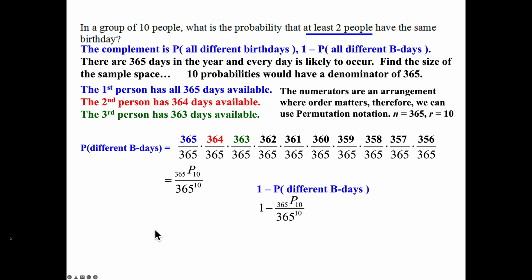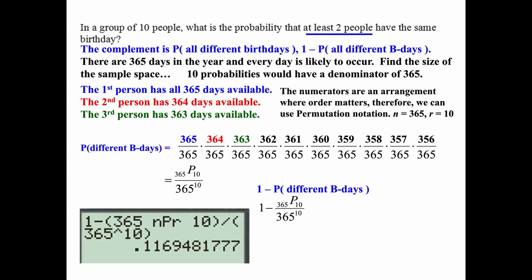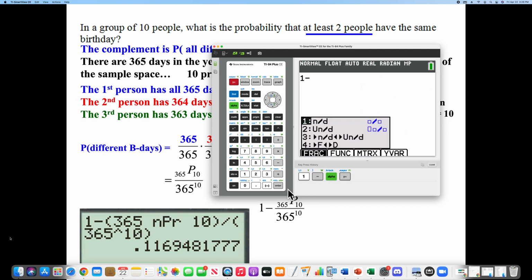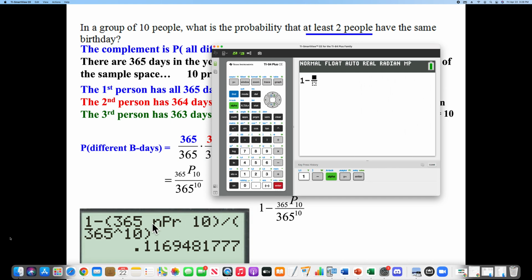So 1 minus the probability of all different birthdays is 1 minus 365 permutation 10 over 365 to the 10th power. So I'm going to go to my calculator and type it in. So if you have an older type of graphing calculator and you don't have the fraction icon that you can have show up, then we got to put parentheses around the numerator, divided by parentheses around the denominator, and subtract it from 1. If you do have the newer calculator, then I would recommend that you use 1 minus alpha y equals. Use your fraction command because now you don't have to use parentheses.